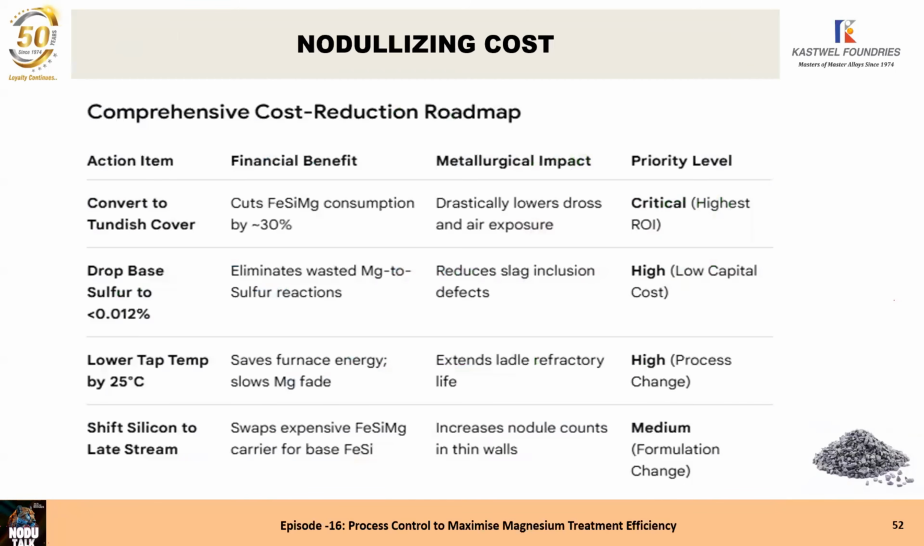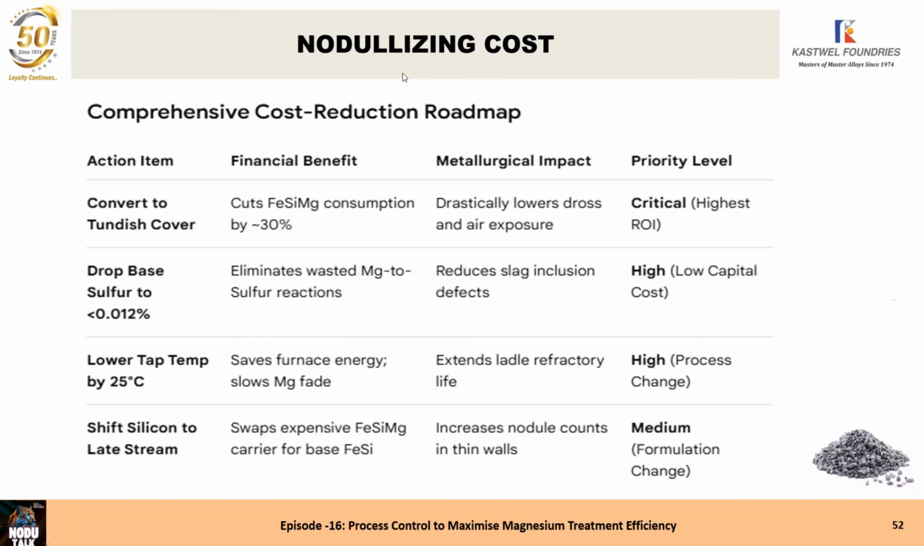So what is the comprehensive cost reducing roadmap? Action: convert from open ladle or sandwich method to tundish cover method. What are the financial benefits? Cuts ferrosilicon magnesium consumption by almost 30%. Metallurgical impact: drastically lowers the dross and air exposure. Priority level: this is the highest priority for highest return on investment.